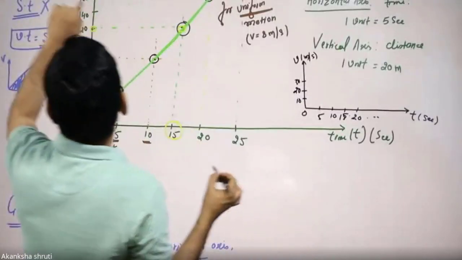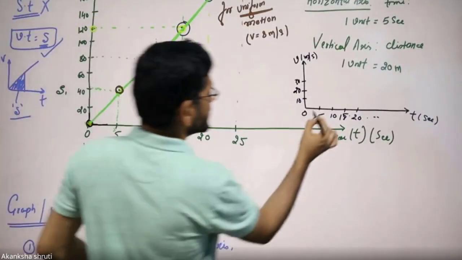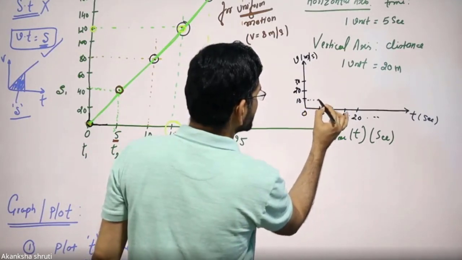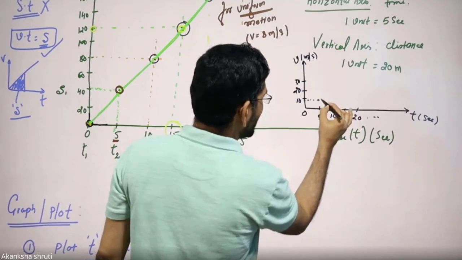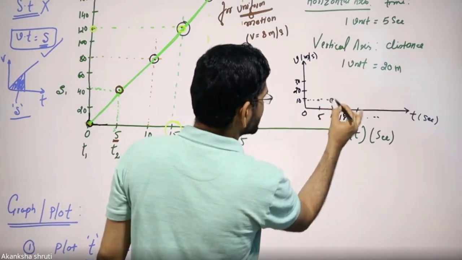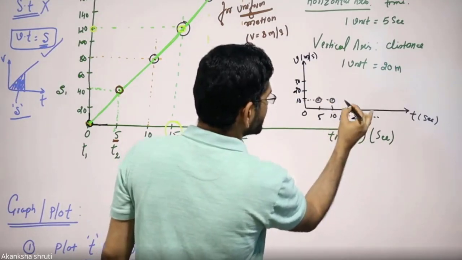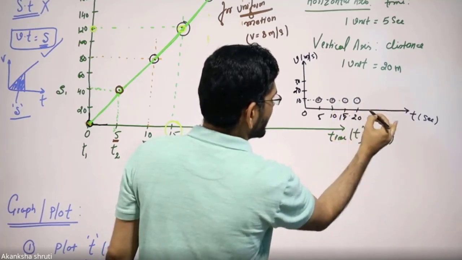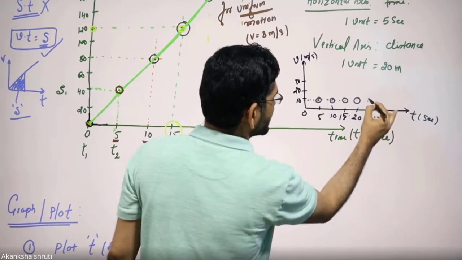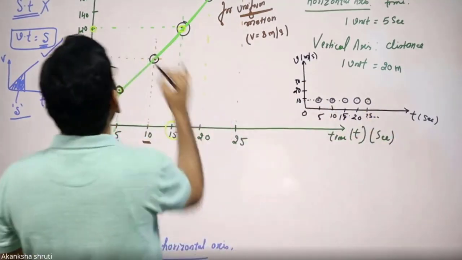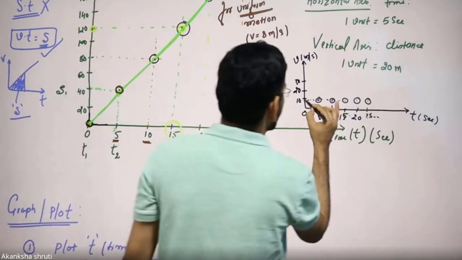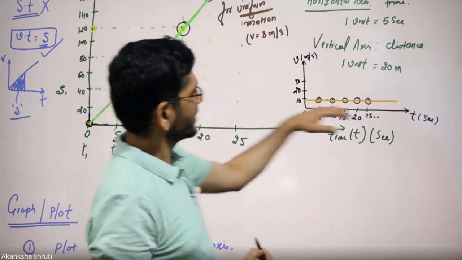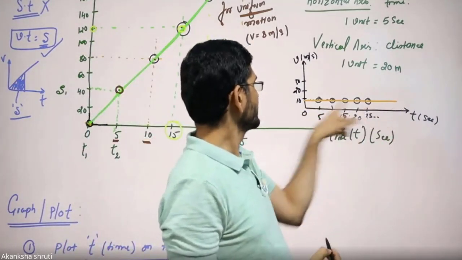Means what? Student, if we want to plot this, at 5 seconds the speed is still 8. Even at the 10 second, it is still this one, this point, this point. For the 15 second, still this one. For the 20 second, still this one. For the 25 second, still it is this one. So joining all this by a straight line, we are getting the graph.